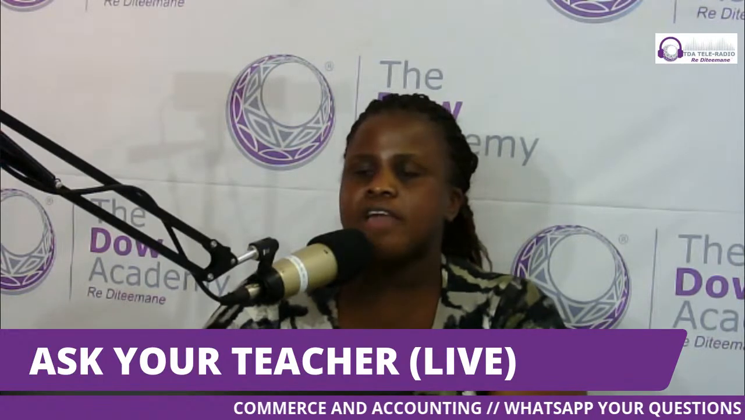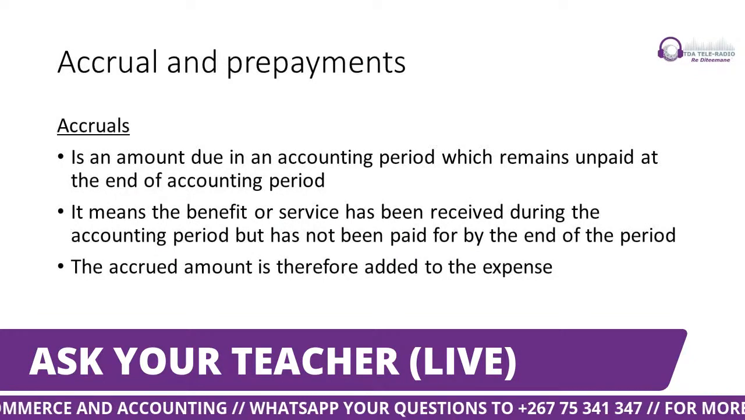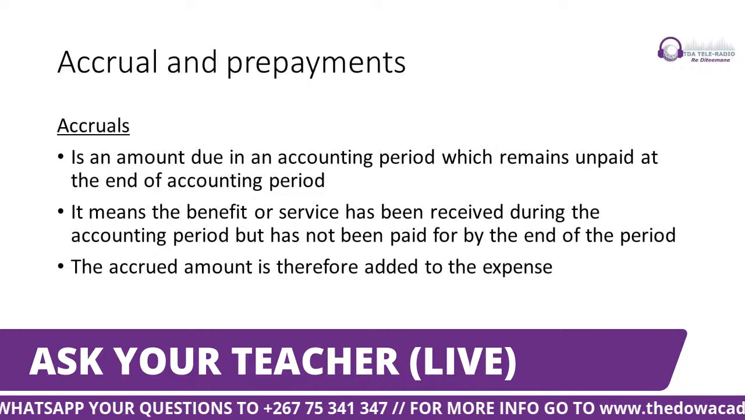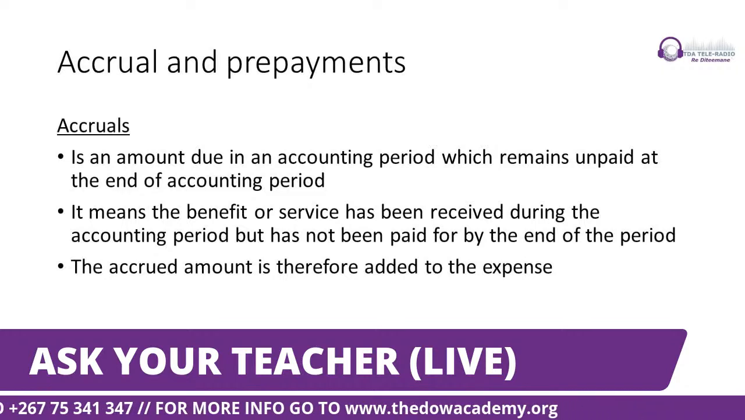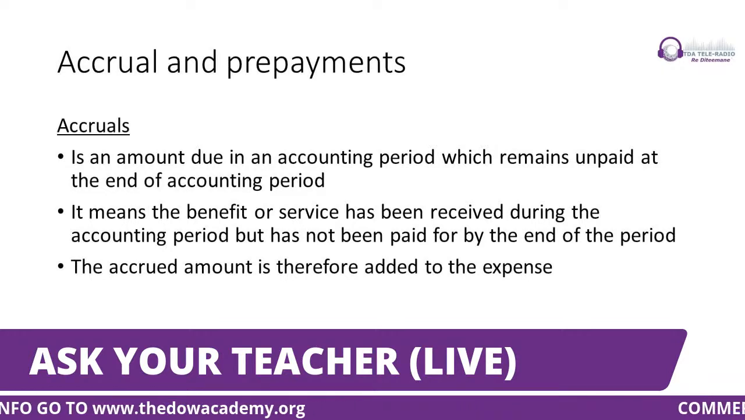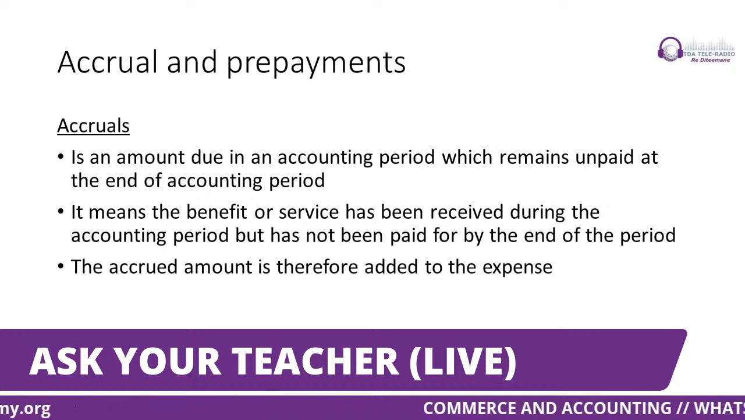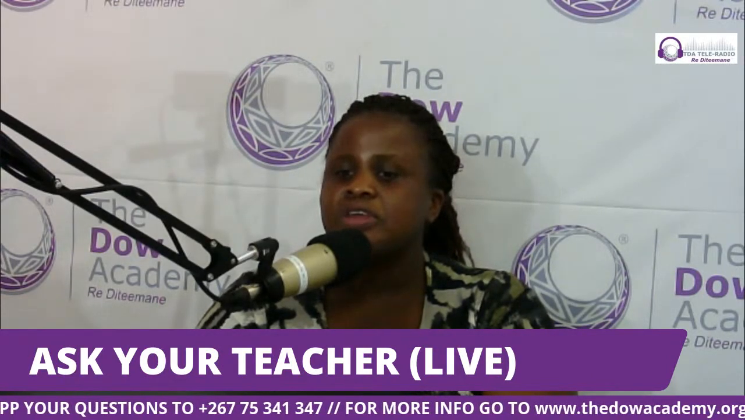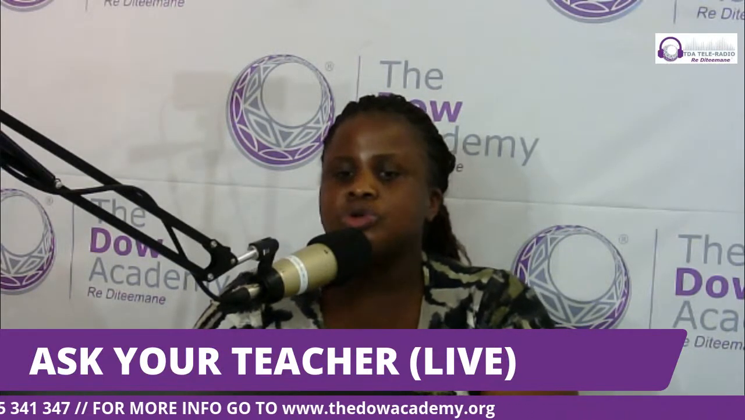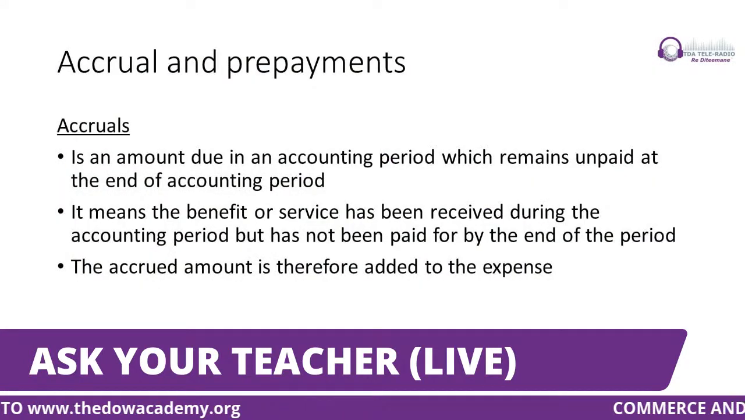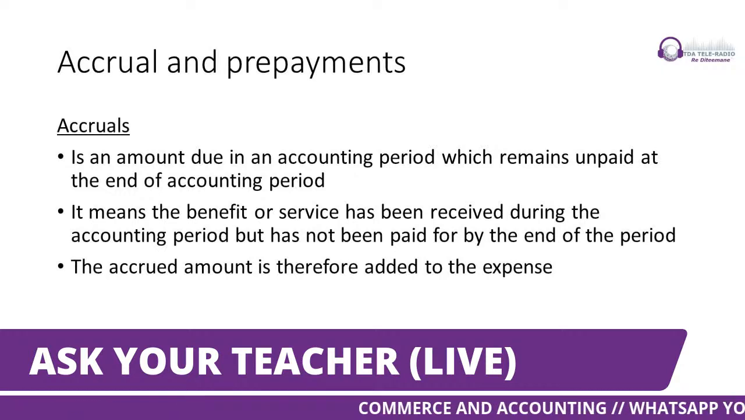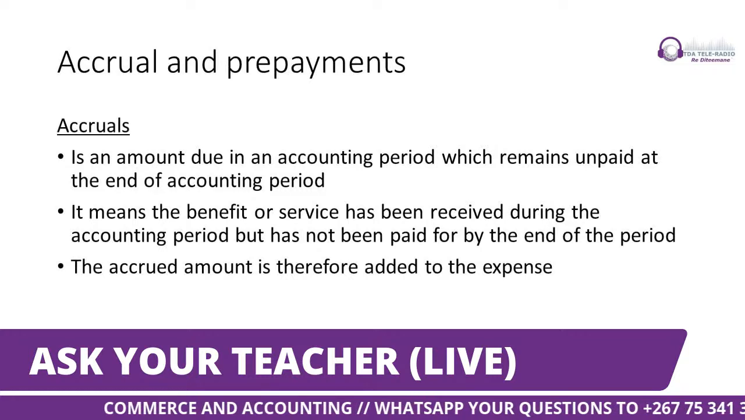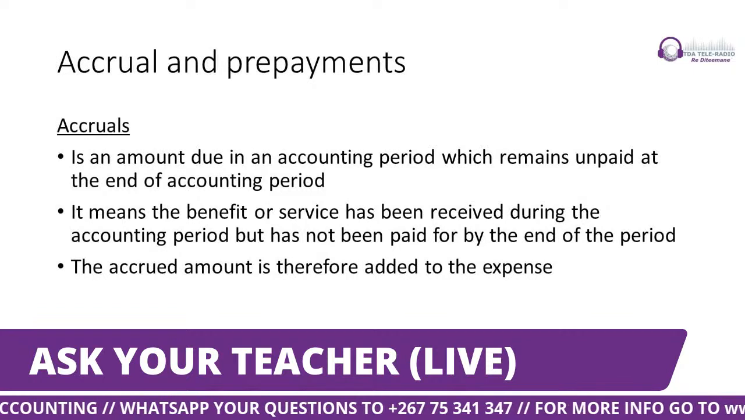A good example of an expense that usually remains unpaid at the end of the financial year is water, for example. Most of us do not pay for water at the end of the financial period. But when you are preparing an income statement, that expense which remains unpaid at the end of the financial period should be added back. So when you are preparing an income statement, the accrued amount is added back because we have received the service during the accounting period, but we have not paid for the service. So we should add it back. Please remember that you add that expense to the particular expense. For example, if it is water, you add it to the water that you already have in your trial balance. If it is heating and lighting, you add it to that particular expense.